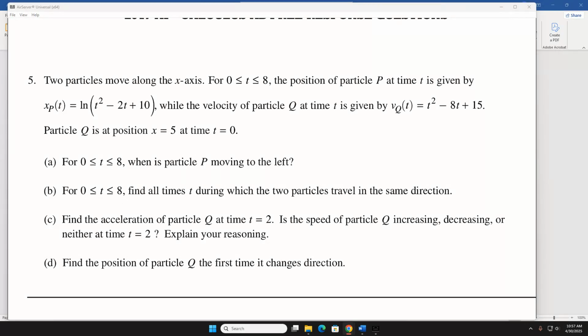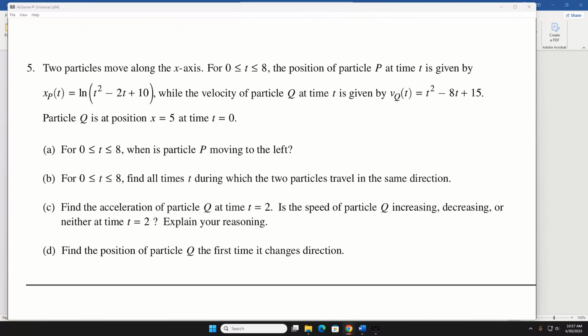For particle P, we know the function for the position. And then for particle Q, we know the function for the velocity. And we know one more thing: particle Q is at position x equals 5 at time t equals 0. That's going to come into play in one of these. We'll just have to wait and see which one.